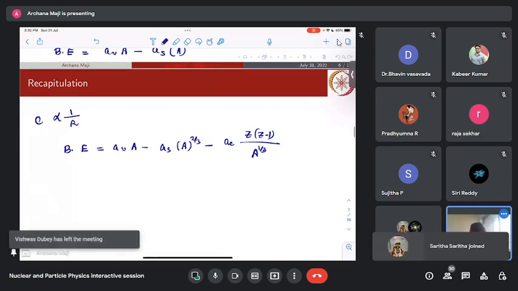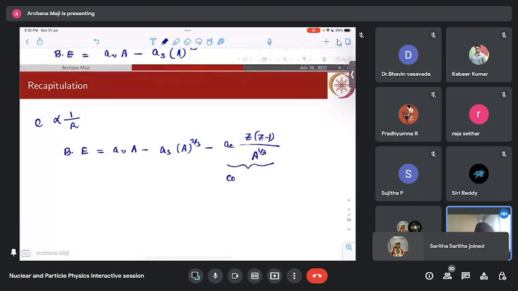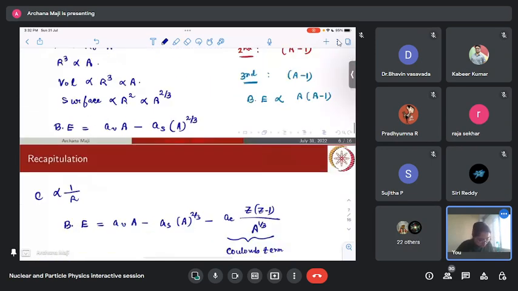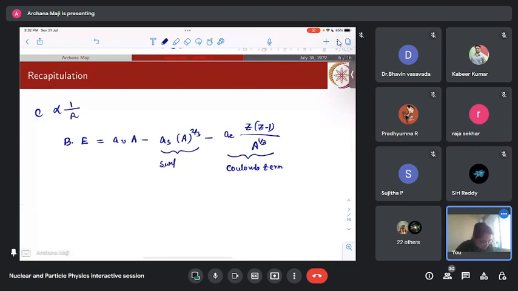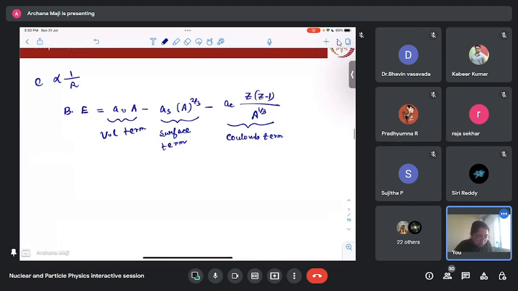Okay, so this term is called the Coulomb term, and this is the surface term, and this is the volume term, as I think I have written before. Now there are two more terms. One is called the symmetry term, that is like (A minus 2Z) squared divided by A. So why does that come into the picture?